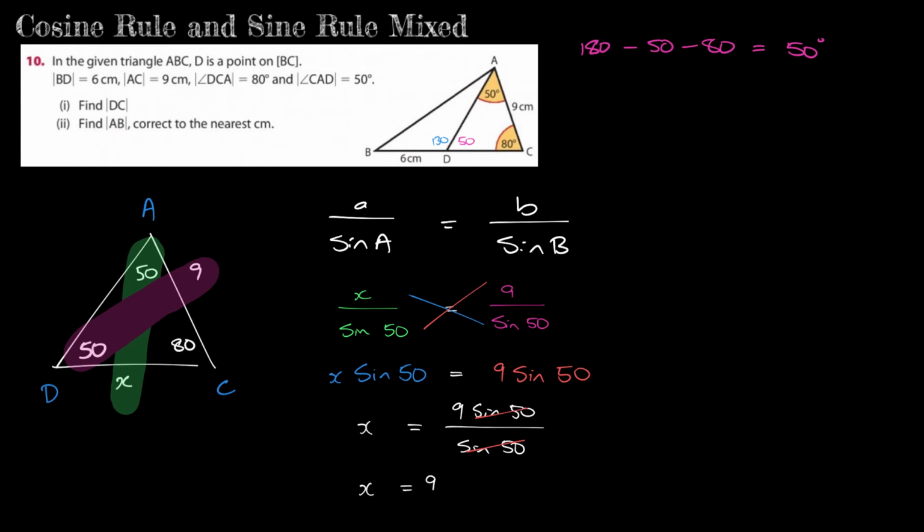So that tells me that the length from D to C is going to be equal to 9. And to be honest, we should have known that from looking at the triangle at the very start, and we can just check that now. Because if this angle is 50 and this angle is 50, then this triangle is an isosceles triangle. So that means that this side and this side will also have to be equal. Okay, so that's the first part of that question done.